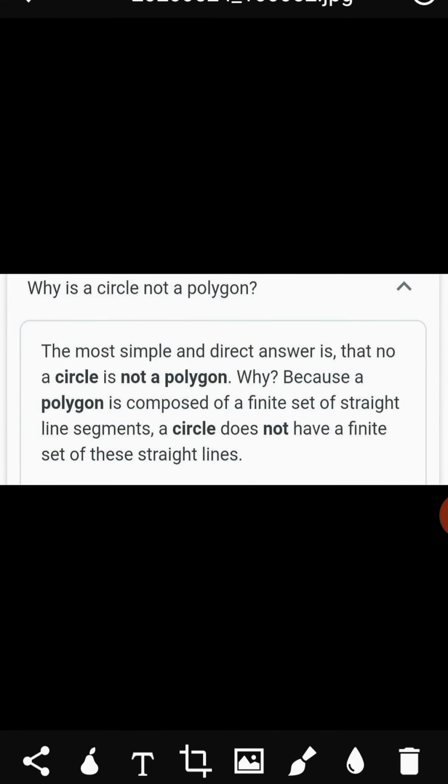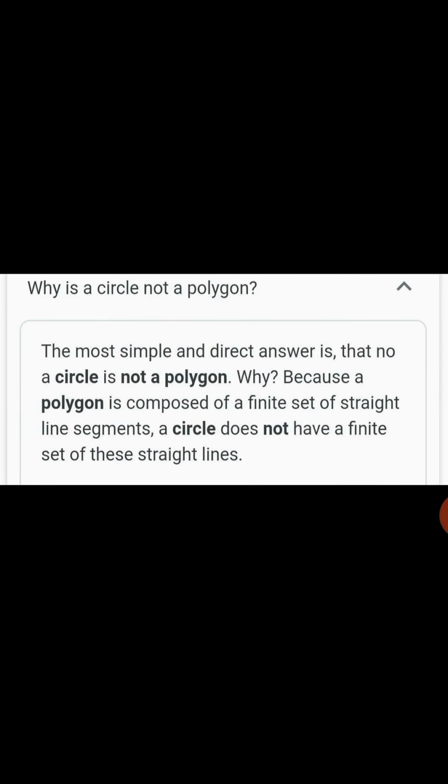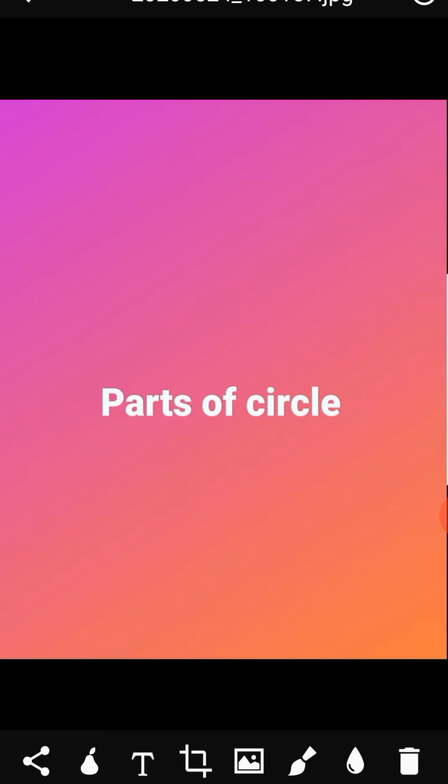So next question arises, is a circle a polygon? So answer is no. A circle is not a polygon. So what is polygon? A polygon is a closed figure made up of three or more than three line segments that do not cross each other. You can see here circle does not contain any line segment. Circle is a curved surface. So answer is no. Circle is not a polygon.